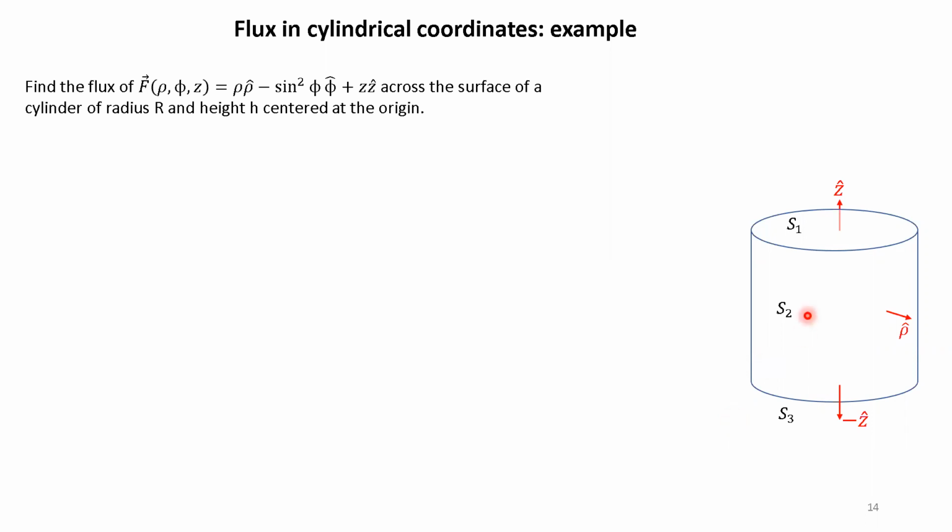That's why if I consider S1, the normal vector is z hat, pointing up. For this curved part, S2, it is rho hat. And for S3, this time it should be minus z hat because I'm finding the flux outwards. So all the normal vectors I pick are pointing out of the region. So there are three integrals to take care of.